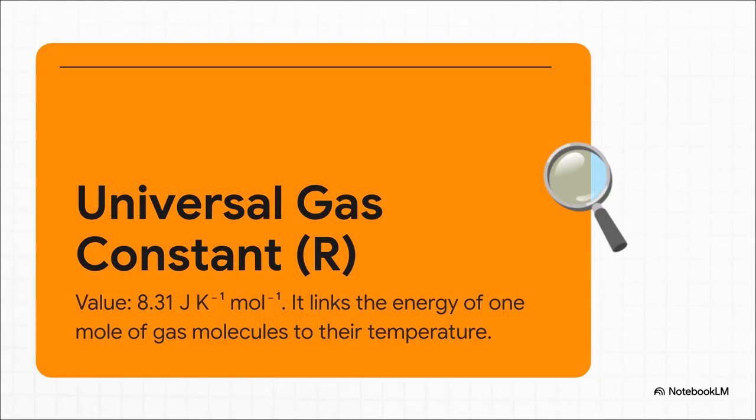So, what is this capital R thing? It's the universal gas constant, and its value is about 8.31. What it does is kind of brilliant. It's the bridge that connects temperature to energy. Just look at the units, joules per mole per Kelvin. That literally means if you take 1 mole of any ideal gas and you raise its temperature by 1 Kelvin, you've just pumped 8.31 joules of energy into it.